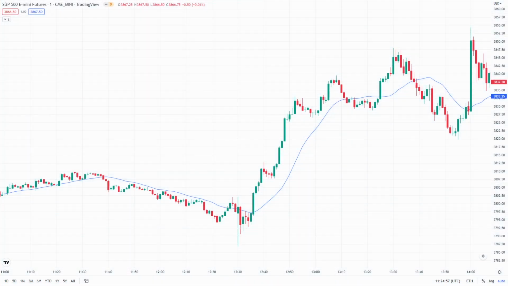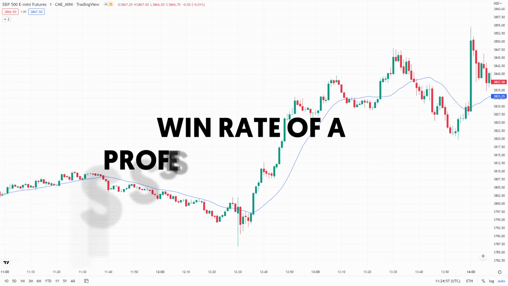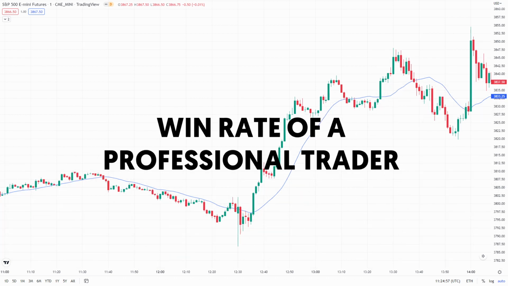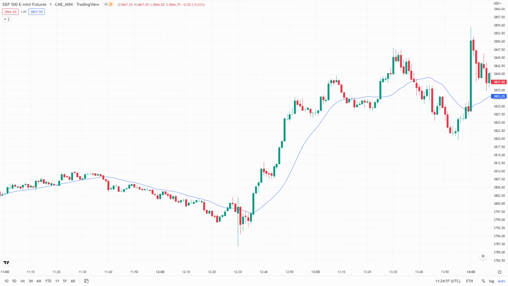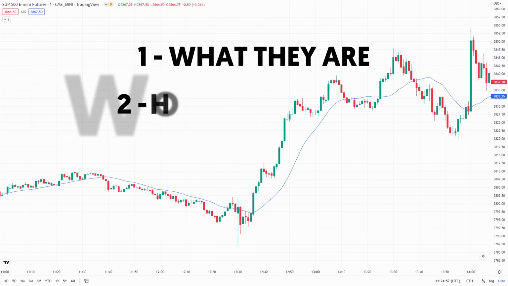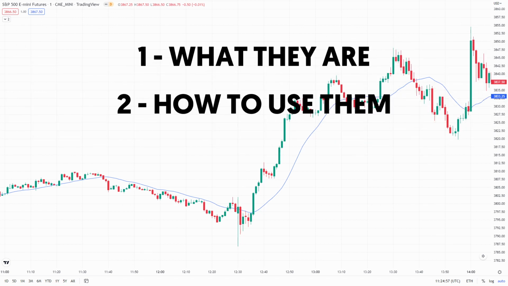So guys, one of the members of my trading chat room asked me this question recently. How much is the win rate of a profitable trader? And this is a question that I see asked frequently. To answer this question, we need to know three different things. Let's see what they are, and how to use them together to know if a strategy is profitable.